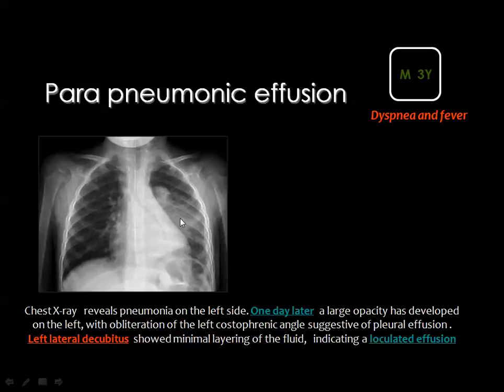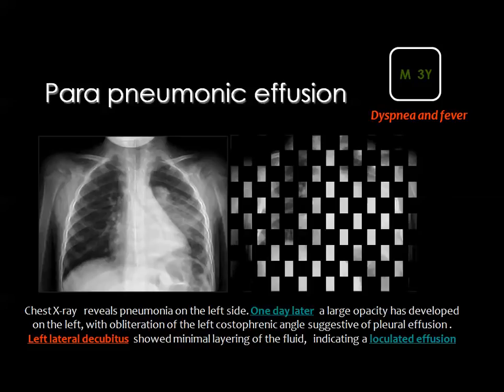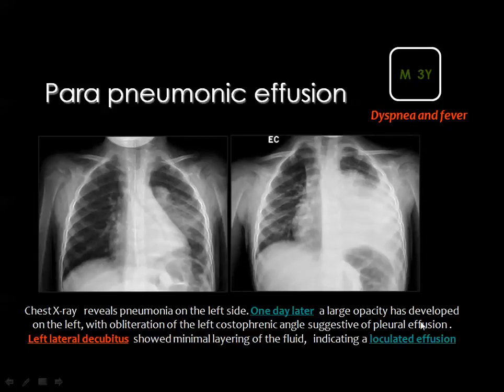It is not anteriorly located. It should be posteriorly located in the lower lobe. Then one day later, the follow-up chest X-ray showed marked increase in the opacity and obliteration of the costophrenic angle, denoting that the opacity is associated with pleural effusion.